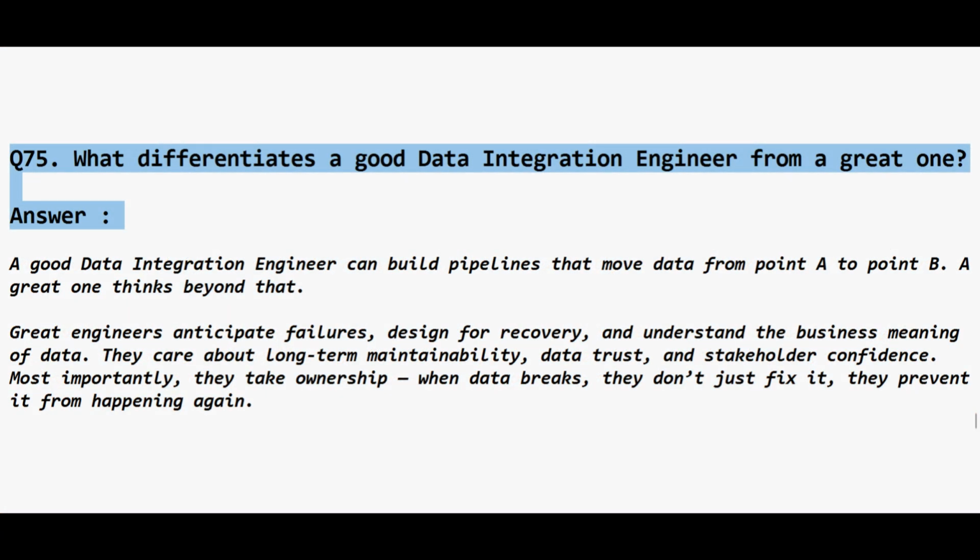Question 75. What differentiates a good data integration engineer from a great one? Answer. A good data integration engineer can build pipelines that move data from point A to point B. A great one thinks beyond that. Great engineers anticipate failures, design for recovery, and understand the business meaning of data. They care about long-term maintainability, data trust, and stakeholder confidence. Most importantly, they take ownership when data breaks. They don't just fix it, they prevent it from happening again.